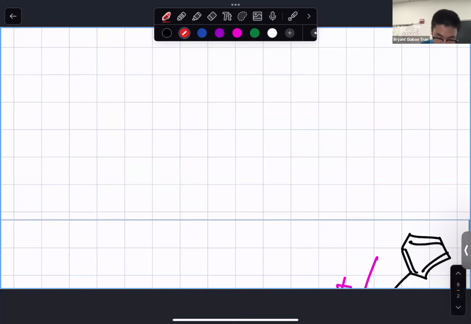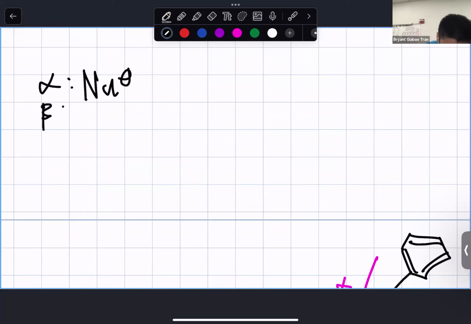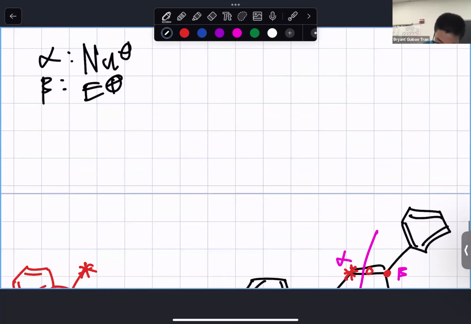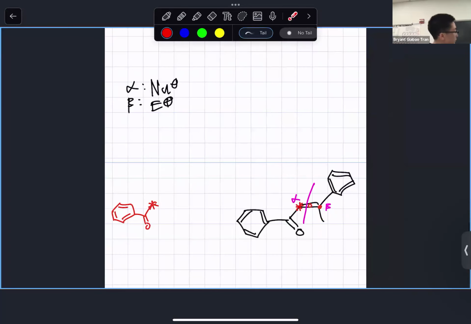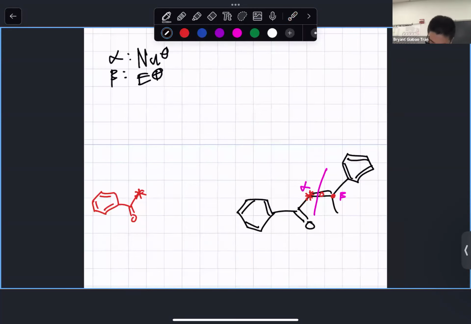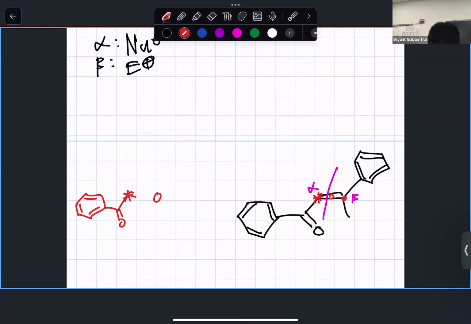Another thing, let me put that note down. Alpha carbon is the nucleophile, beta carbon is the electrophile. That's why I starred the alpha carbon, because I know that's the nucleophile. I dot the beta carbon because I know that that's the electrophile. So when I draw out that electrophile, I get this here, where this beta carbon here is this carbon there with the carbonyl.